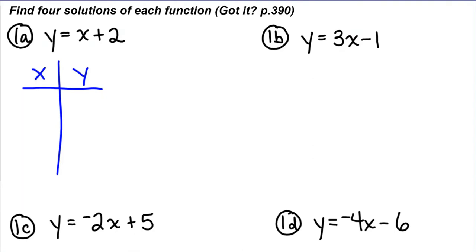So the first thing I'm going to do is pick some inputs, and I'm going to pick 4 of them. And again, I'm going to stick with 0, 1, 2, and 3. Those are usually the easiest numbers to work with. And then I'm going to put these into the function one by one.